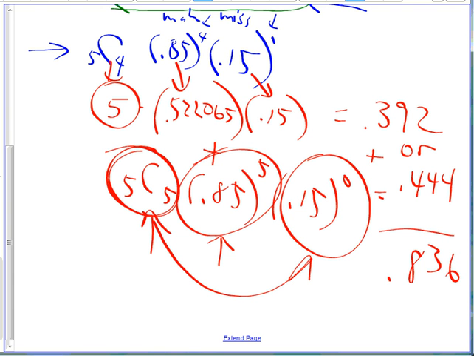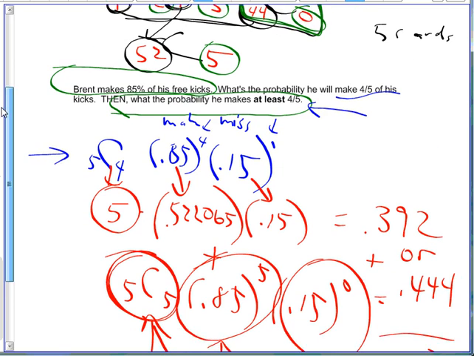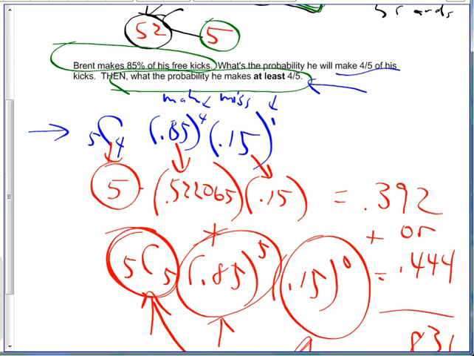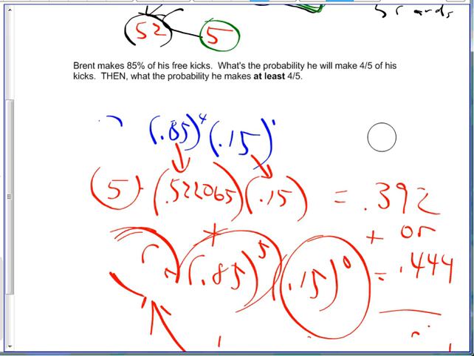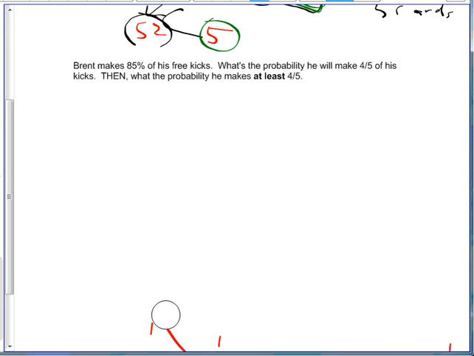Then I'm going to ask you a tougher one. Same exact problem, same exact kid, same exact percentages. But then what's the probability he makes at least 1? I'm going to see if you're smart enough to figure out not to add up a whole ton of things. Probability he makes at least 1. Wouldn't that mean 1 or 2 or 3 or 4 or 5? Yes, and that's the really slow way to do it. So what's the smart way to do it?